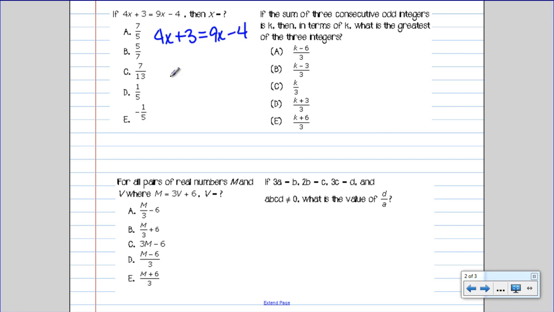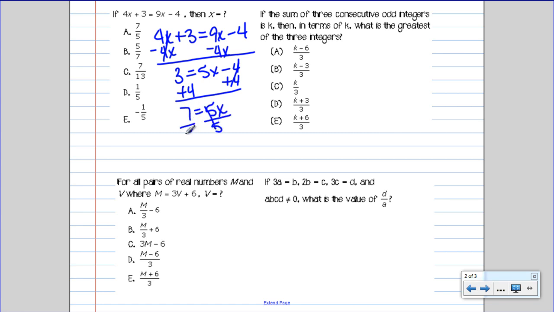So we're going to do that by combining all our x's, getting them on the same side. I always take the smaller one and move it over to the bigger one so that I can keep everything positive if possible. So I'm going to get rid of this 4x by subtracting 4x from over here and then from the right side of the equal sign. So this gives me 3 equals 5x minus 4. And then the next step, I'm going to add 4 to both sides. So I have 7 equals 5x. And then when I divide both sides by 5, I just get that 7/5 equals x.